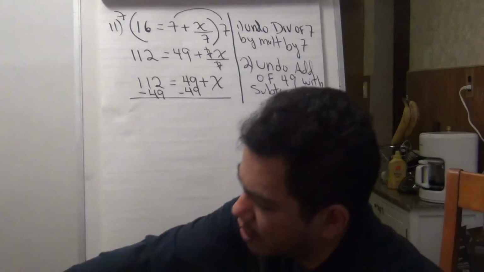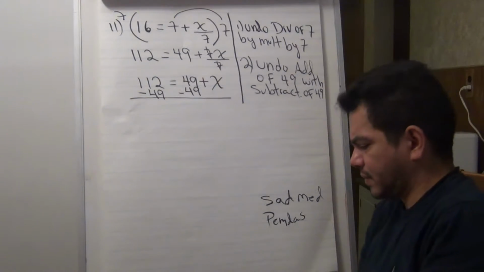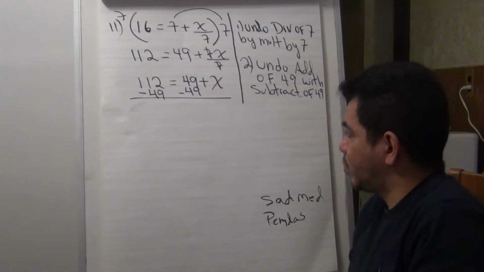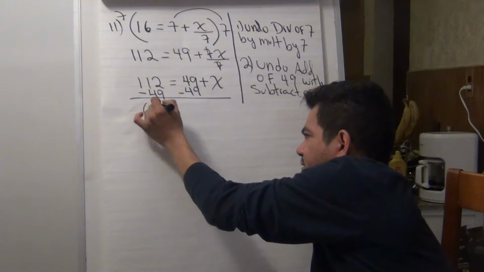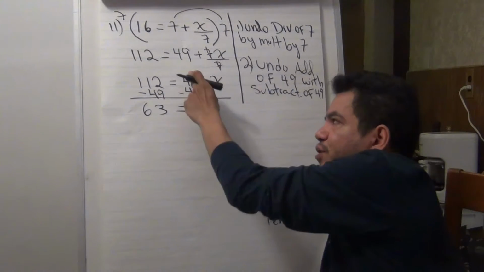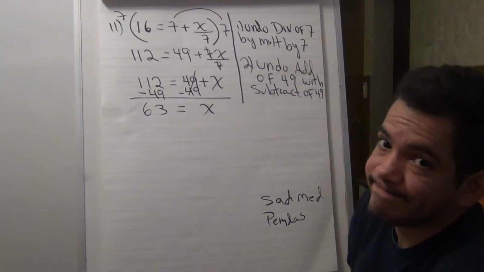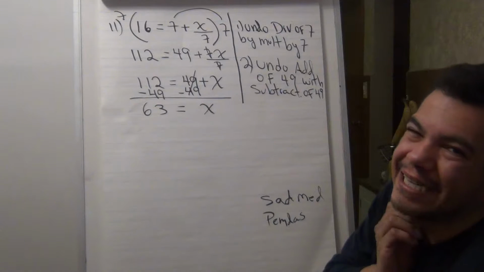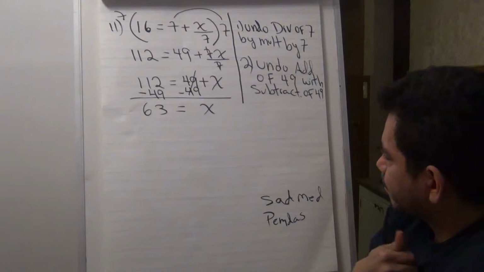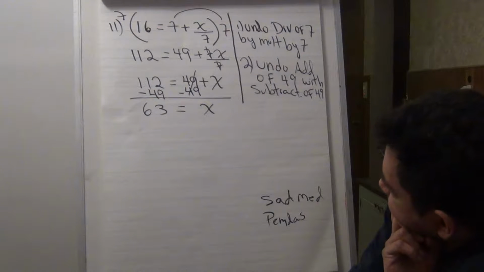Okay, so what do we have? We have that 112 minus 49 is, I think, 63. Yes. 49 minus 49, leaving you with x. See that? It gets a little more complicated, right? Yeah, I know. Okie dokie. So now, what else?